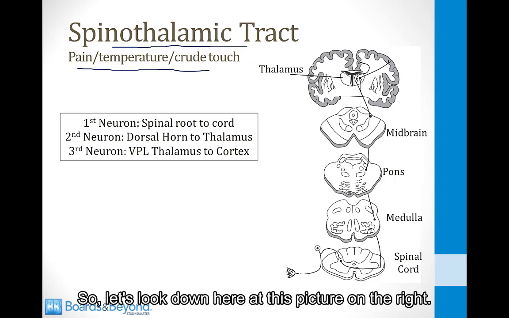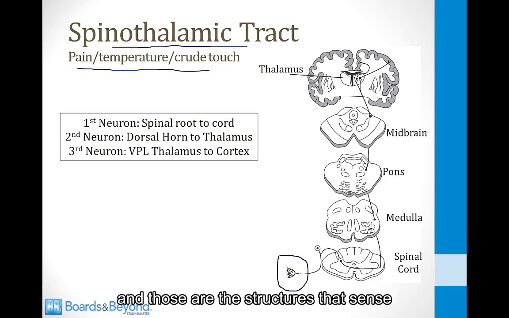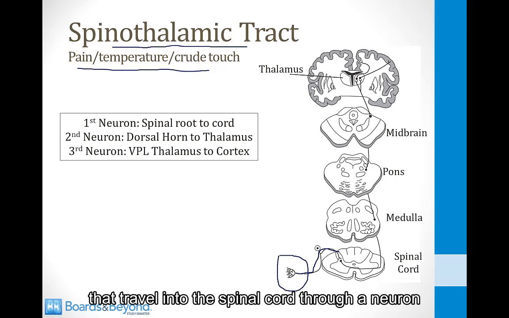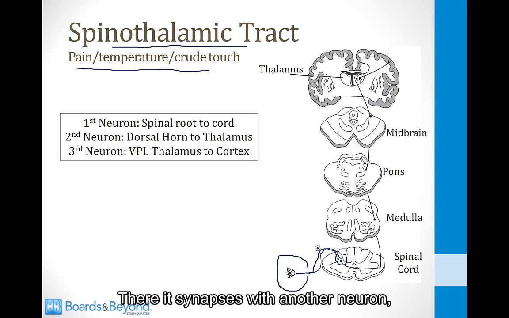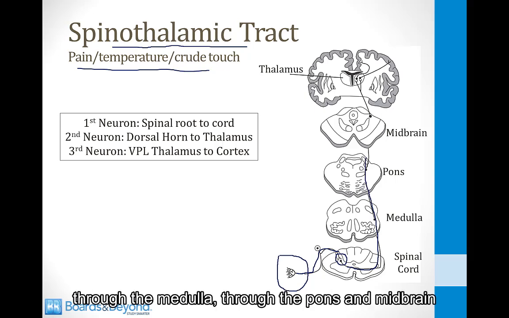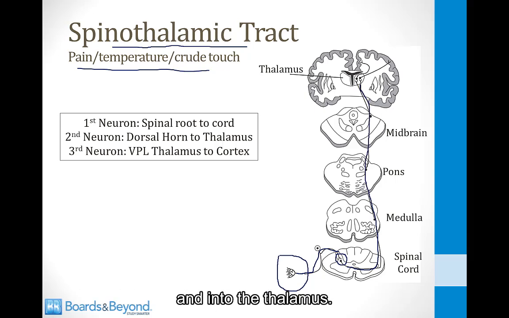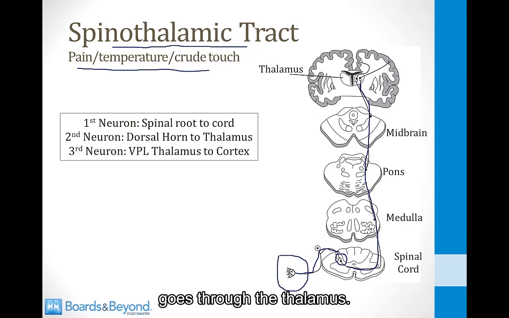So let's look down here at this picture on the right. Out in the periphery of your body, there are free nerve endings, and those are the structures that sense pain and temperature. And they create electrical signals that travel into the spinal cord through a neuron that synapses in the posterior or dorsal horn. There it synapses with another neuron, which then carries the information up the spinal cord, through the medulla, through the pons and midbrain, and into the thalamus. All sensory information in the body, except for smell, goes through the thalamus.